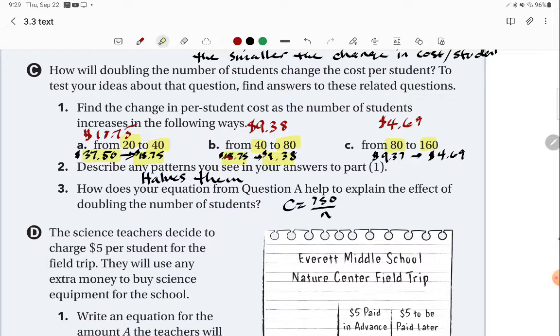It says describe any patterns you see in your answers to part 1. Well, it halves them. So if you have twice the amount of students coming, the cost for you as an individual student will be cut in half. And then part 3 says, how does that equation help us answer why this happens? And here's what's going on.